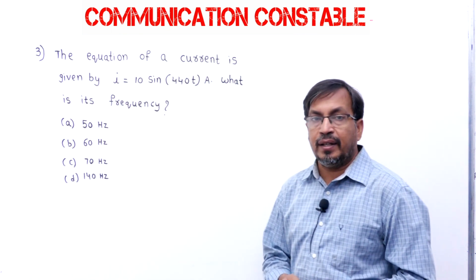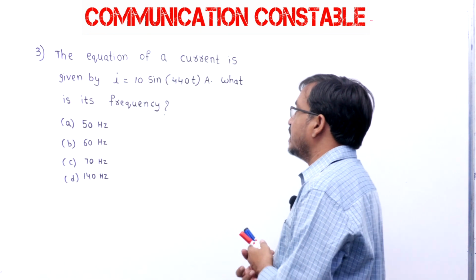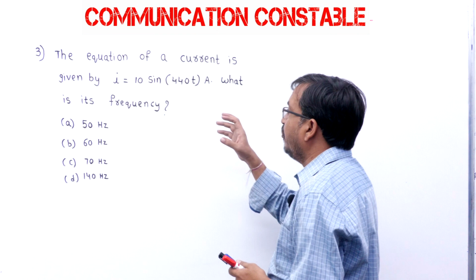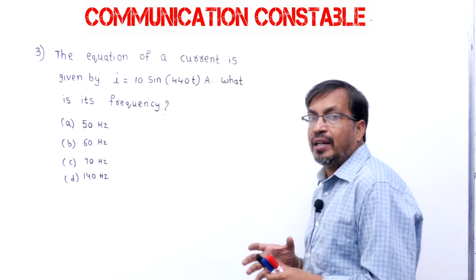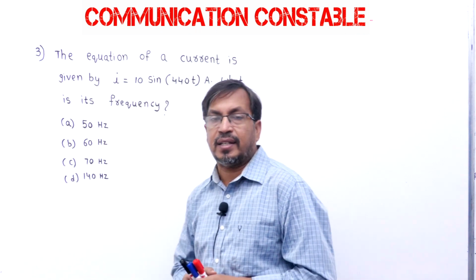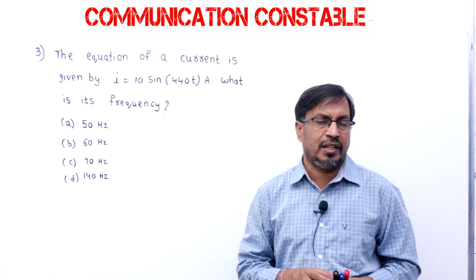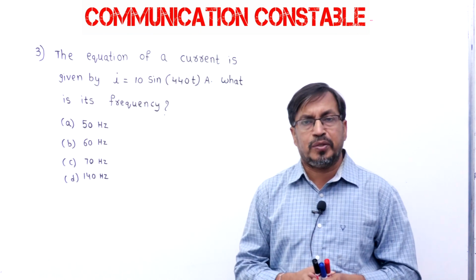Now I am explaining the next question. The equation of a current is given by I equals 10 sin 440t amperes. Then what is its frequency, it is asking. This is a very fundamental question. The same type of questions are asked in our rectifier topic also.